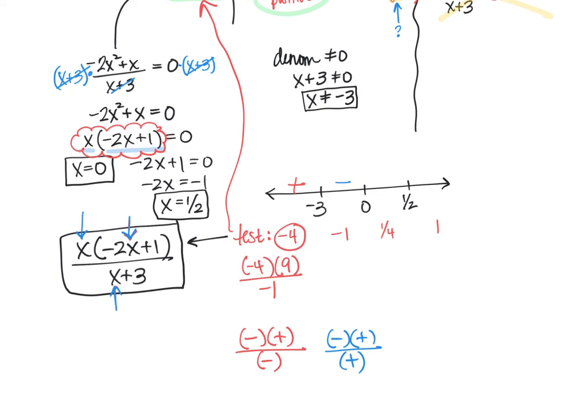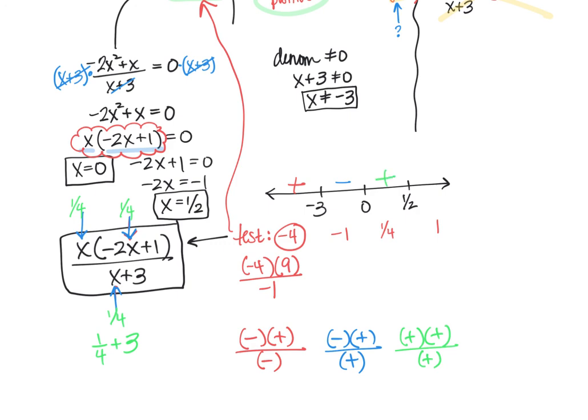Now we'll test positive 1/4. So we're substituting in 1/4 for x. So we will have a positive. Now we'll have negative 2 times a positive 1/4 plus 1 in the numerator. So that's going to be negative 1/2 plus 1, which is ultimately going to be a positive. Then in the denominator, when we substitute in 1/4, we'll have 1/4 plus 3, which is overall positive. So 1/4 is going to give us a positive output.